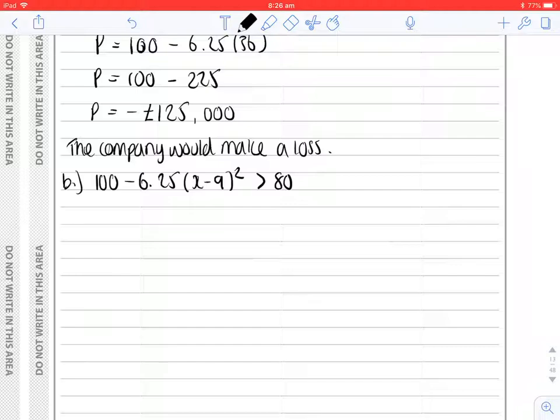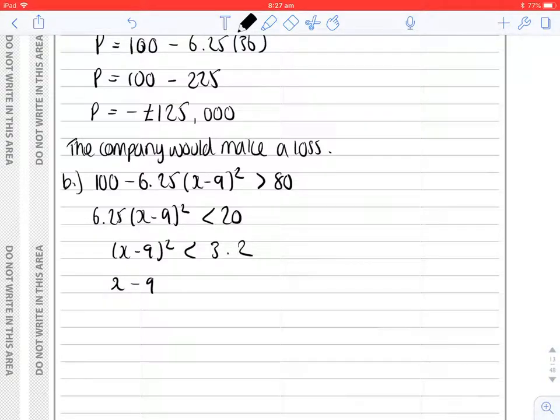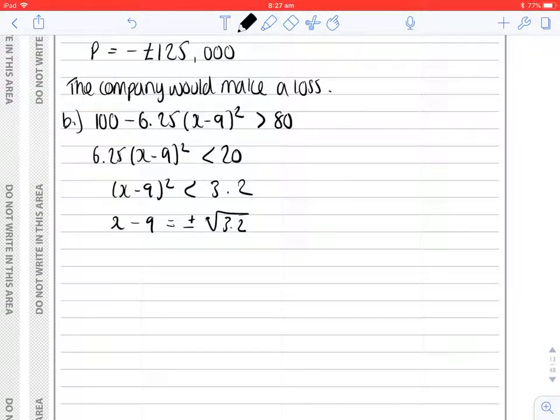So what we can then do is we can rearrange. I'm going to take the minus 6.25 lots of (X minus 9) all squared over to the other side and take the 80 over, which leaves us with 6.25 lots of (X minus 9) all squared is less than 20. If we divide by 6.25, we've got (X minus 9) all squared is less than 3.2. So X minus 9, by square rooting, is equal to plus or minus root 3.2. And so then taking the 9 over, X equals 9 plus or minus the root of 3.2.